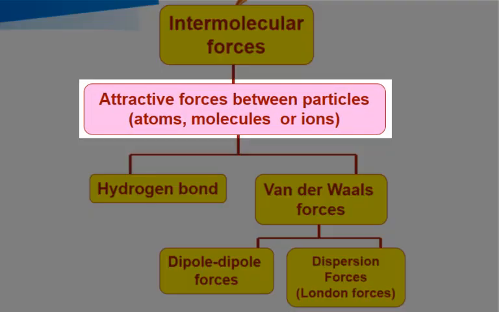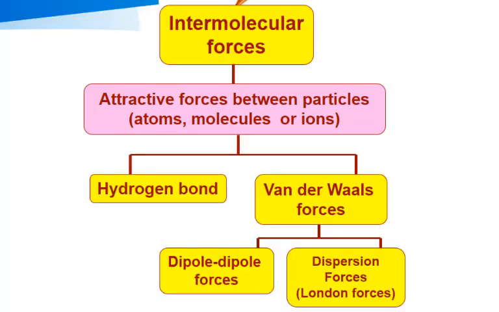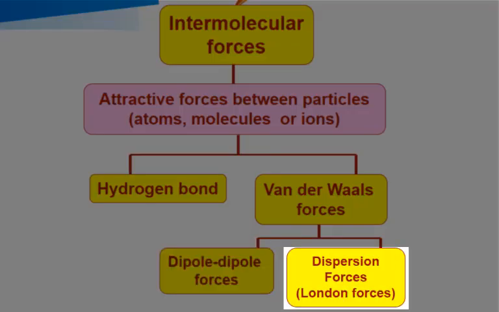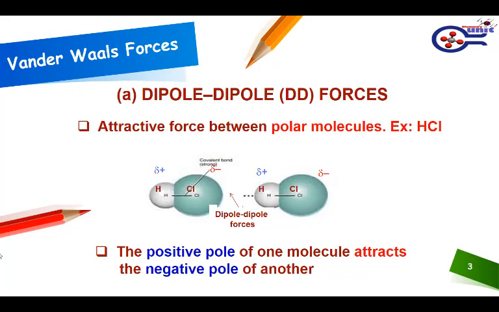Intermolecular forces are attractive forces between particles such as atoms, molecules or ions, and they exist when the molecules are sufficiently close to each other. There are two types of intermolecular forces, which are hydrogen bond and van der Waals forces. Van der Waals forces have two classes, which are dipole-dipole forces and London forces. We will start with van der Waals forces first.